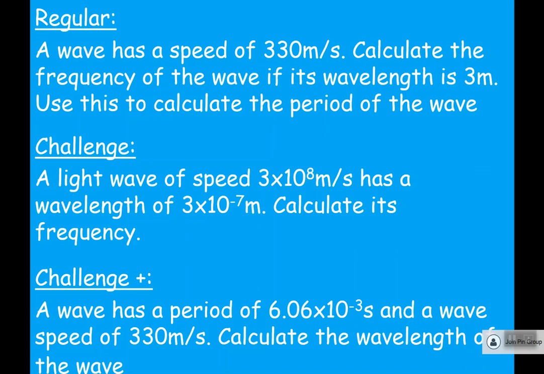Right, I just wanted to go through one of them, this regular one, to show you about rearranging. So V equals F times lambda. We know what the speed is, 330. And as I said, substituting the numbers you've got, we can work out the rest later. Wavelength's 3. We don't know this, so let's just call it F. Now, basic rearranging here, we want F on its own. We divide both sides of the equation by 3. What we get is 330 divided by 3 equals F. 330 divided by 3, 110 hertz.